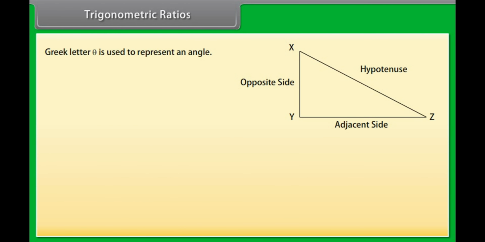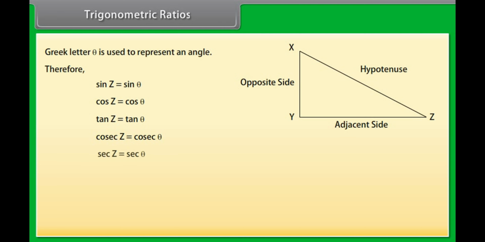Greek letter theta is used to represent an angle. Therefore, sin Z may be written as sin theta. Similarly, cos Z is equal to cos theta, tan Z is equal to tan theta, cosec Z is equal to cosec theta, sec Z is equal to sec theta, and cot Z is equal to cot theta.